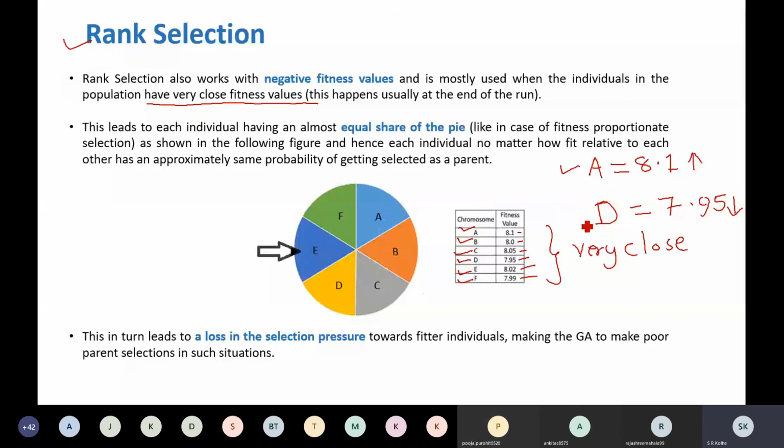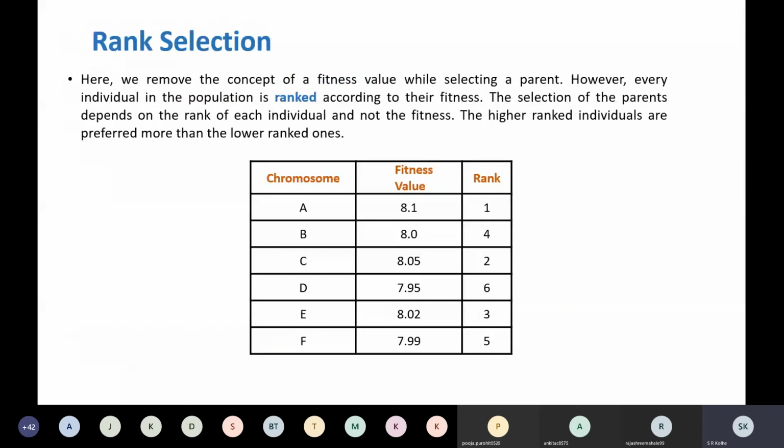Yes, sir. But if we use a mechanism like this, it will not implement this particular logic. So this in turn will lead to loss in the selection pressure towards fitter individuals, making the GA make poor parent selection. So for that purpose we have rank selection.